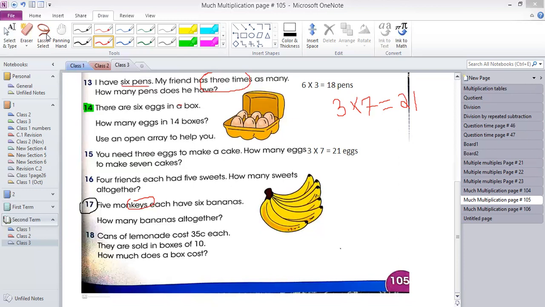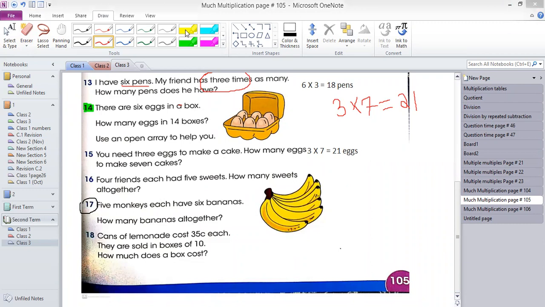Yes, Ali. Please read question number 17. 12 monkeys each have 6 bananas. How many bananas altogether? 30. How do you know? 5 multiply 6 equals 30.